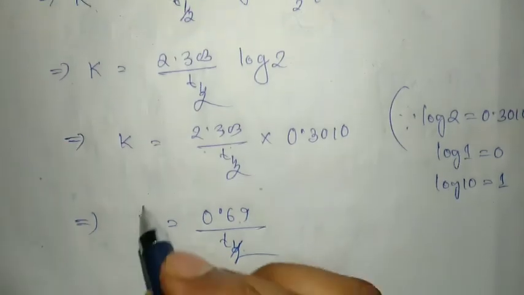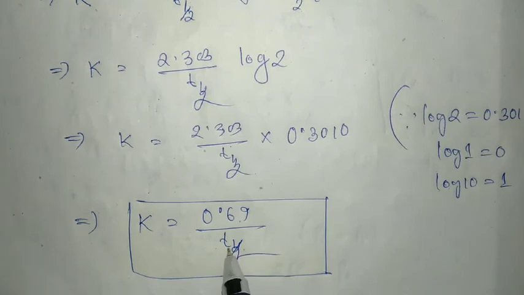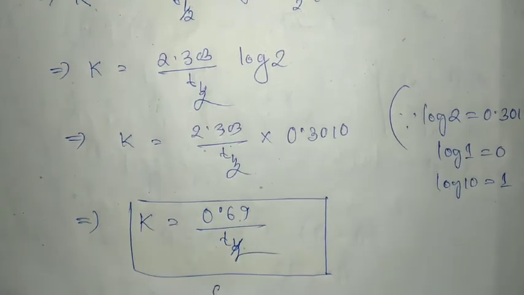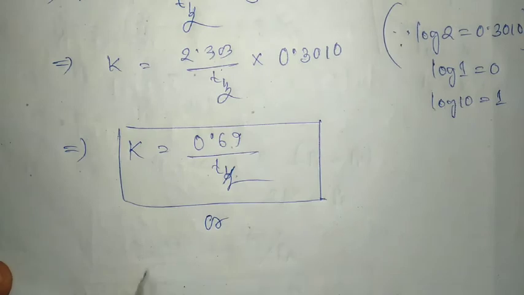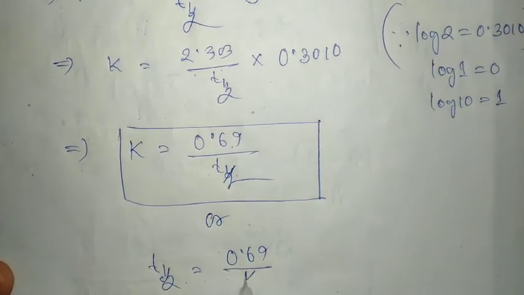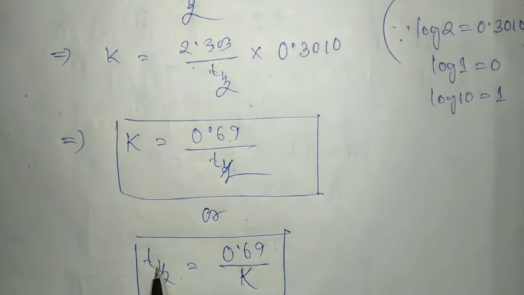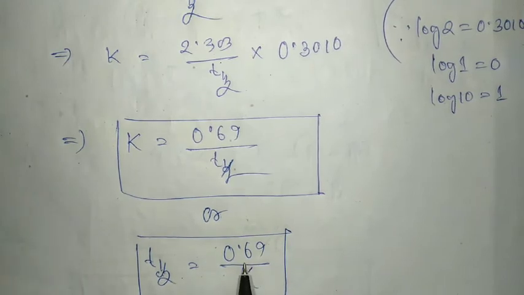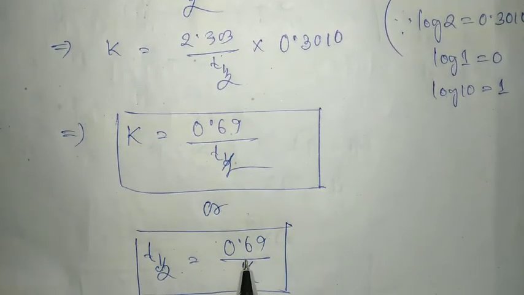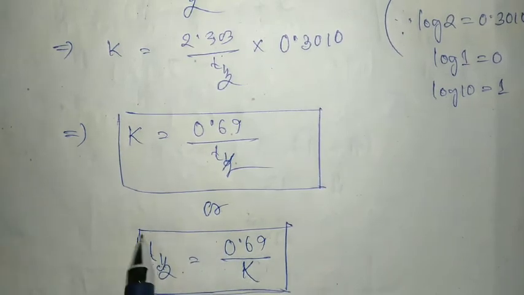So this is the relation of half life for a first order reaction. We can also write t half equal to 0.69 divided by k. According to this relation, for a first order reaction, half life is independent of the initial concentration of the reactant, and it is inversely related to the rate constant k. So this is the relation of half life for which order of reaction?